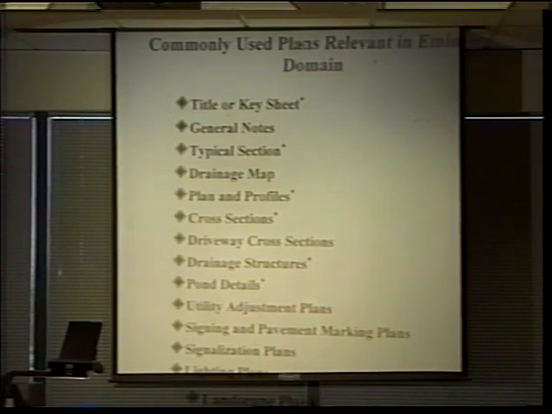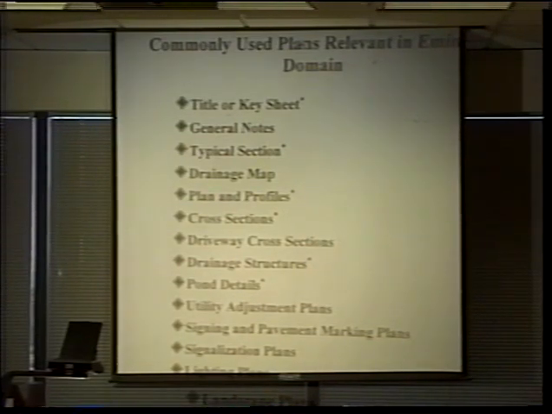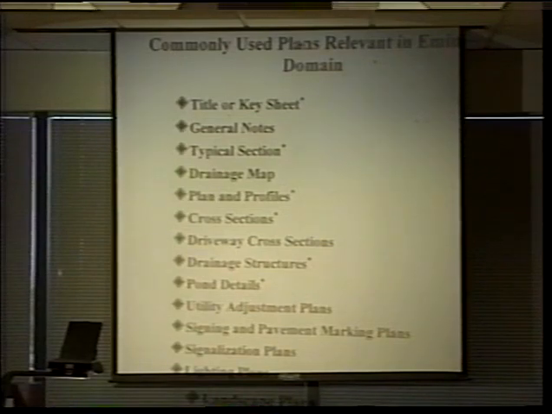Typical section, I've given that an asterisk. Those are fairly common and important plans. They show one cross section of a particular road, and that's made typical throughout the project. So a lot of the information that's purposely eliminated or not shown or omitted from your cross sections are contained in the standard typical section.